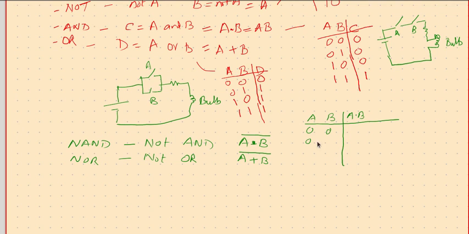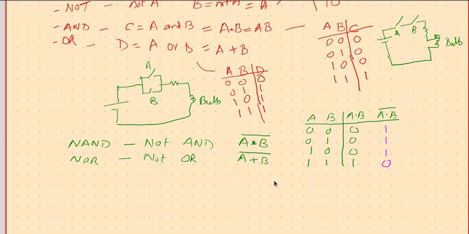So we have seen in our previous session what A AND B is. It will be 0 if one of the inputs is 0, and 1 only when all inputs are 1. Now if this is AND, then NAND will be the complement of that. AND is 0, therefore NAND will be 1. This is 0, this will be 1, this is 0, this will be 1, this is 1, this is 0. Just a complement of it.